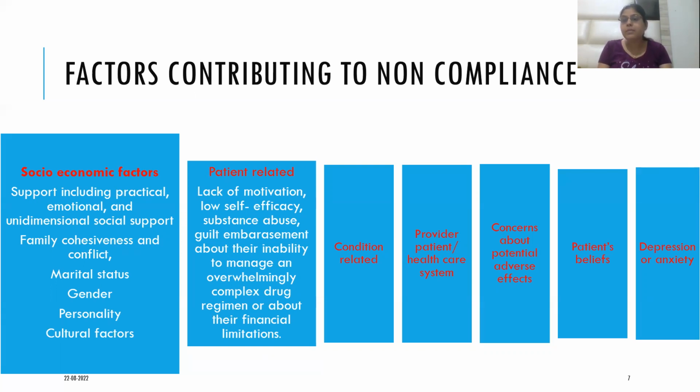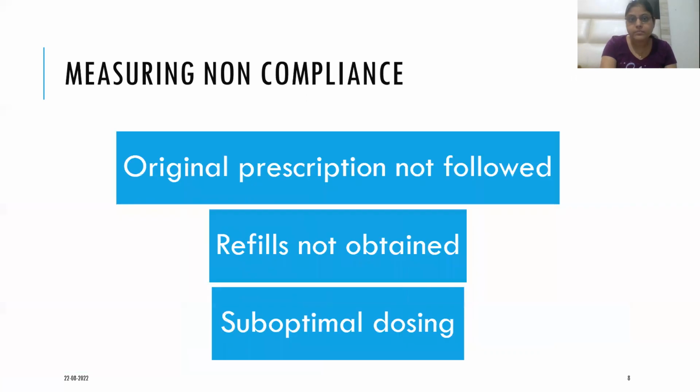Sometimes the patient believes that I have been taking this medication for a long period of time and now my symptoms have improved, so I should stop taking this drug. Depression and anxiety: sometimes the patient is suffering from depression and anxiety that will lead to non-compliance or less compliance. Now, how can we measure the non-compliance?